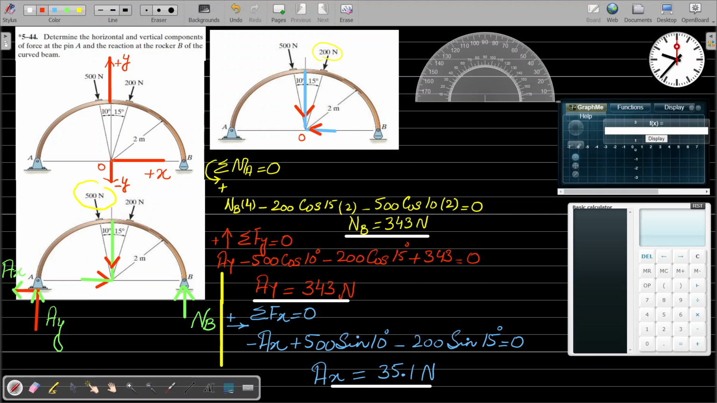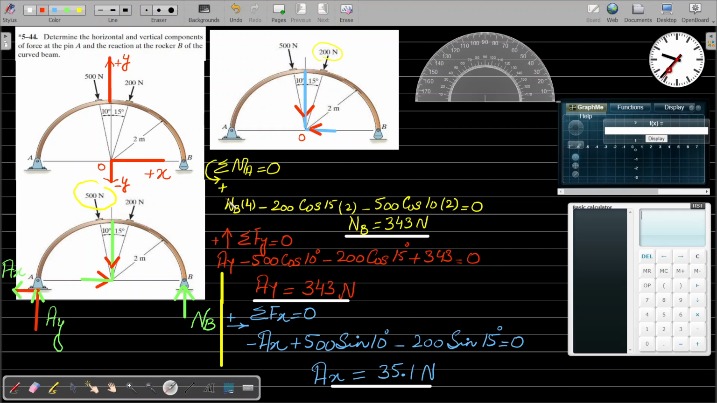We already know that this pin will give us two reactions, Ax and Ay, whose directions we have assumed as Ax along the negative x and Ay towards the positive y, and the rocker will give us one reaction along the positive y axis. We can also see this 500 Newton force makes an angle of 10 degrees with the y-axis, and this 200 Newton force makes an angle of 15 degrees with the y-axis. Let's start the problem.